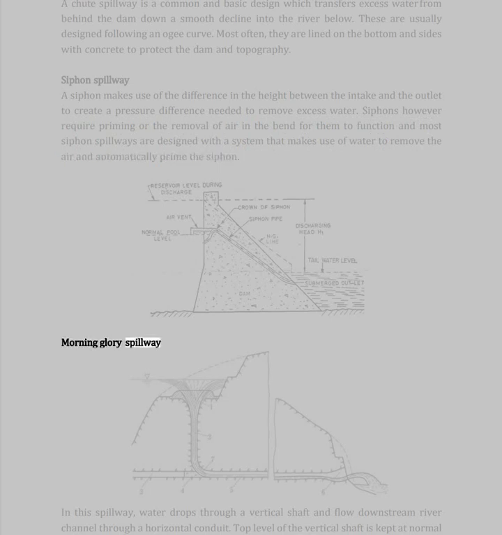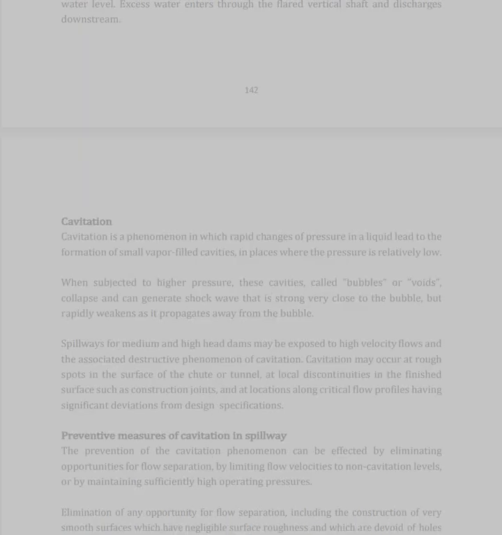Morning Glory spillway. In this spillway, water drops through a vertical shaft and flows to the downstream river channel through a horizontal conduit. The top level of the vertical shaft is kept at normal water level. Excess water enters through the flared vertical shaft and discharges downstream.